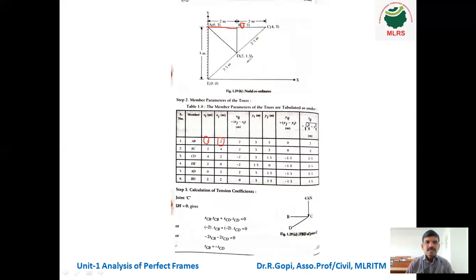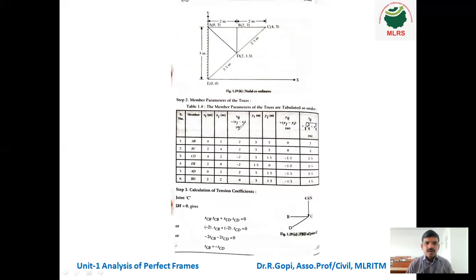In the same way, consider the BC member. For BC, what is the X value at B? 2, so write 2. At C, it is a joint, not a member, sorry. It is 4. Likewise you have to write for all the members. Xi is the first joint name, A or B or C or D, and Xj is the second joint name.